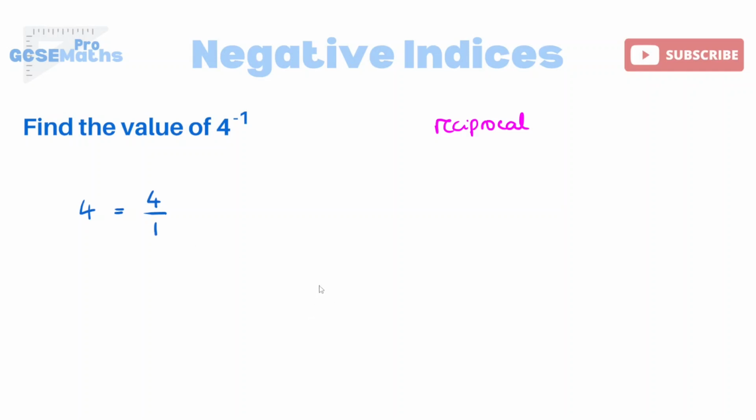If you think about it, 4 divided by 1, well, that's still just 4, isn't it? It would still simplify to 4. So that's where the fraction comes from. Technically, this is 4/1. So the reciprocal of 4 is therefore 1/4. I flipped it upside down. So that's where the 1 comes from.